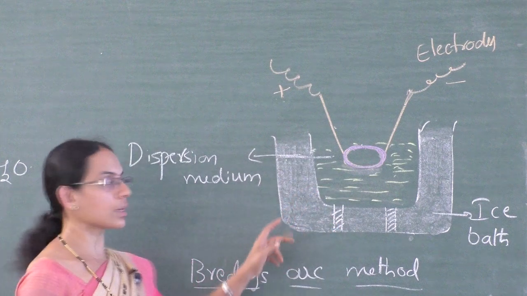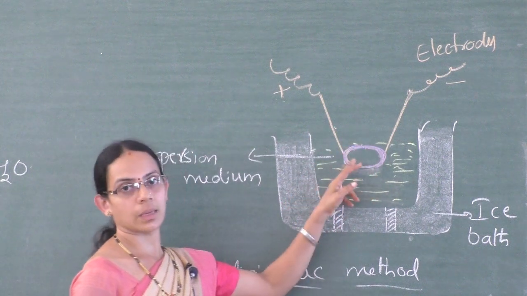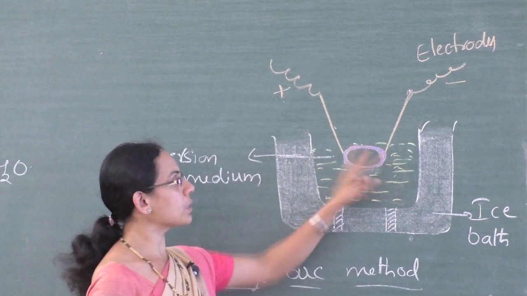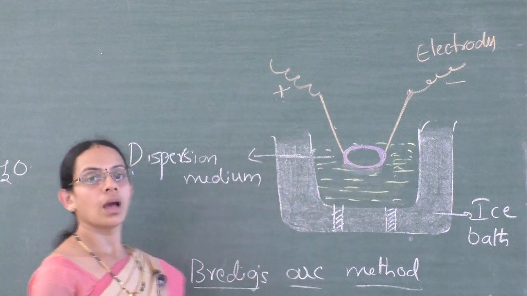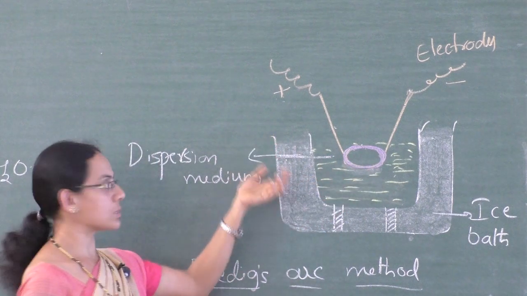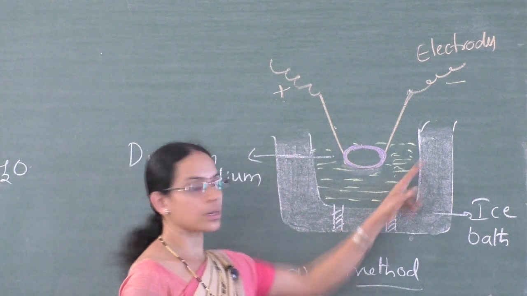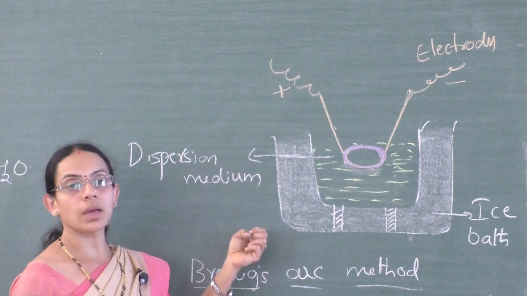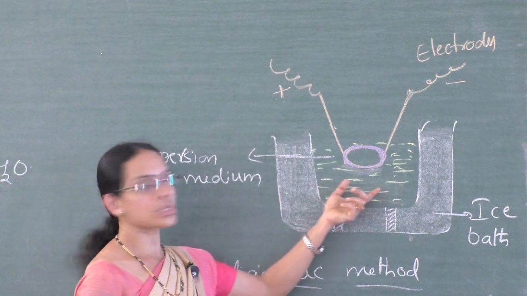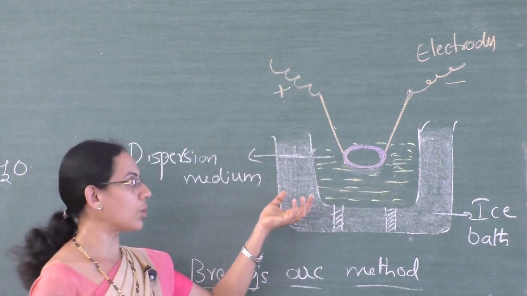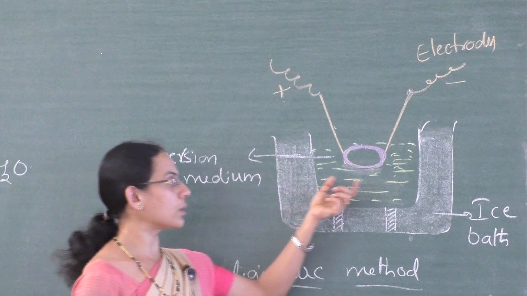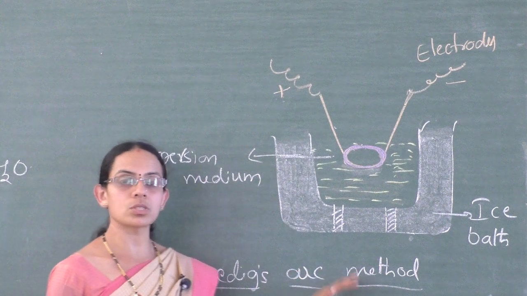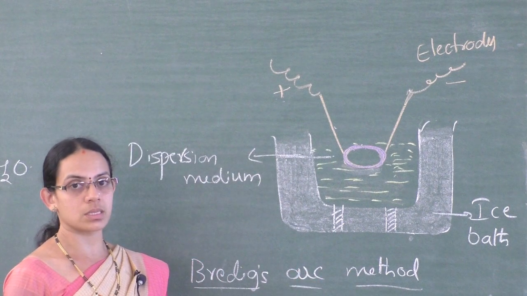On passing electric current, the electric arc gets heated, and that vaporizes the metal which is in contact with it. The metal gets vaporized, and due to the presence of the ice bath around it, it suddenly condenses back into the dispersion medium. Whatever vapors are formed condense back into the colloidal dispersion medium to form colloidal particles. So this process involves both vaporization and condensation.